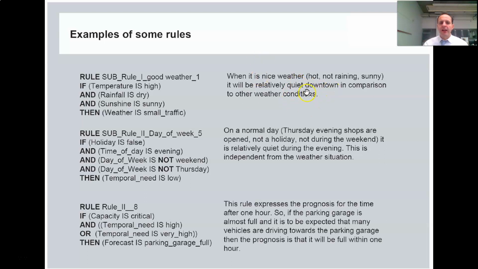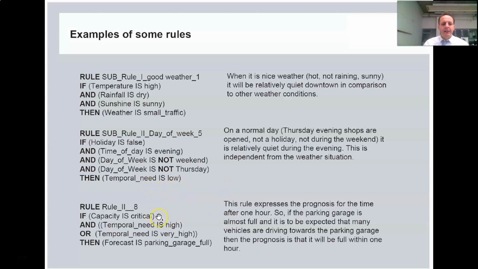So normally, perhaps people are not using cars, or in a normal day, for example, Thursday evening, shops are open, not on a holiday, not during the weekend. It is relatively quiet during the evening. This is independent from the weather because there are no cars entering the car park. So when we have some rules, it's not a holiday, it's in the evening, it's not a weekend, it's not Thursday, then the temporal need is low.